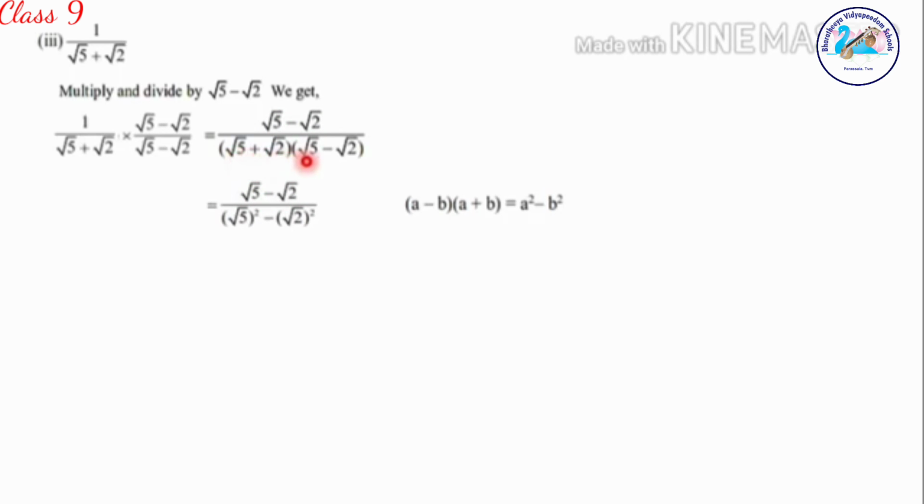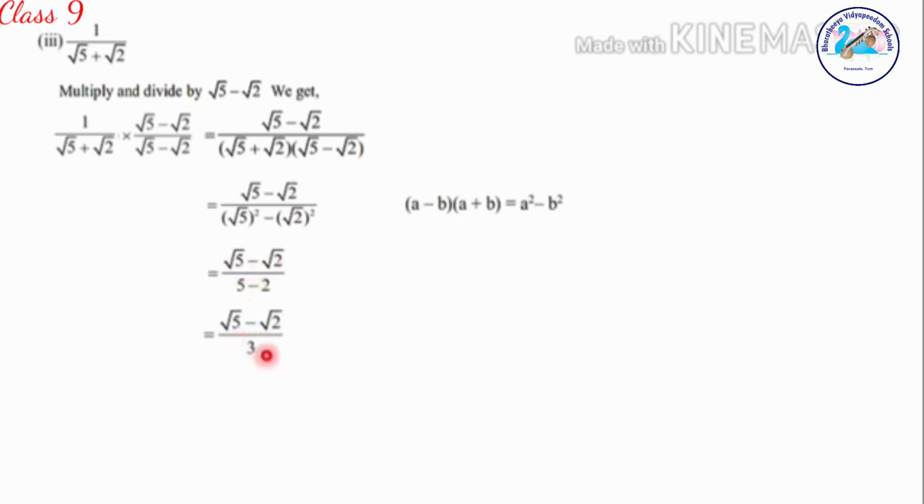A plus b into a minus b is a square minus b square. Here a is root 5, b is root 2. So a square, that is root 5 square, minus b square, root 2 square. That is root 5 minus root 2 divided by root 5 square, which is 5, minus root 2 square, which is 2. That is equal to root 5 minus root 2 divided by 5 minus 2, which is 3.